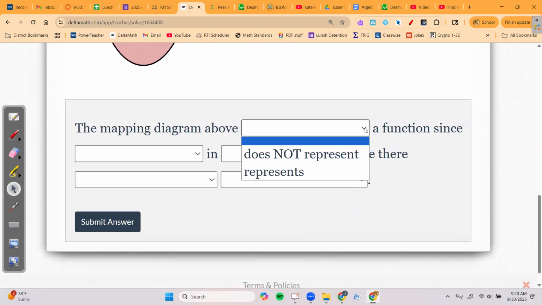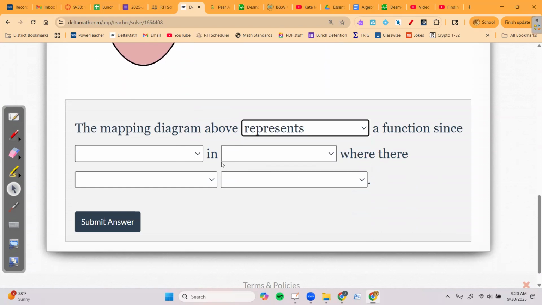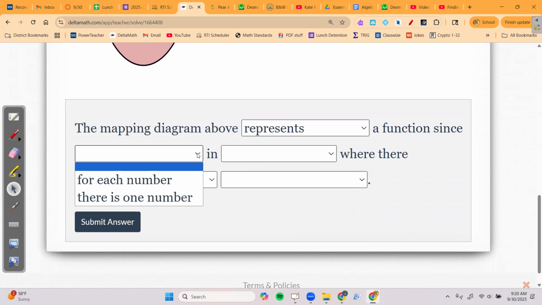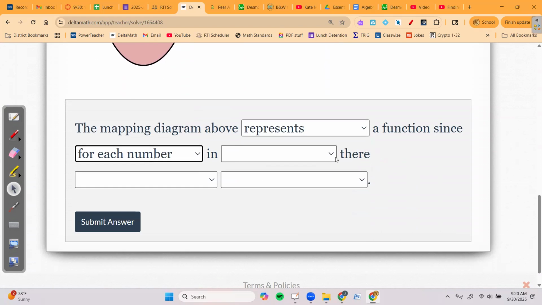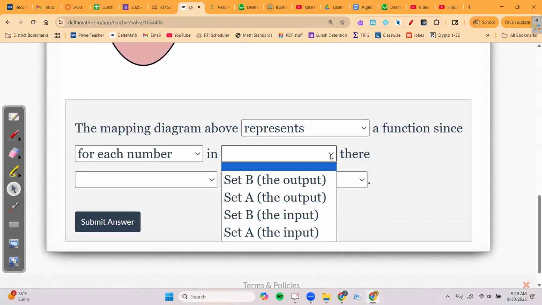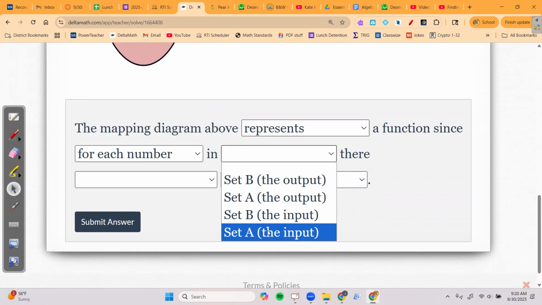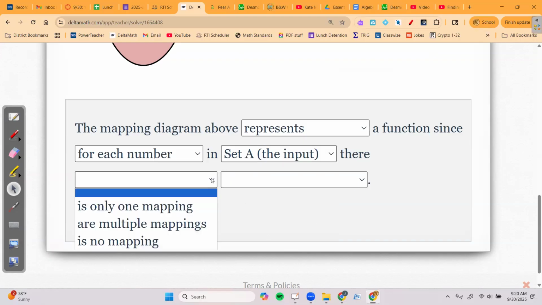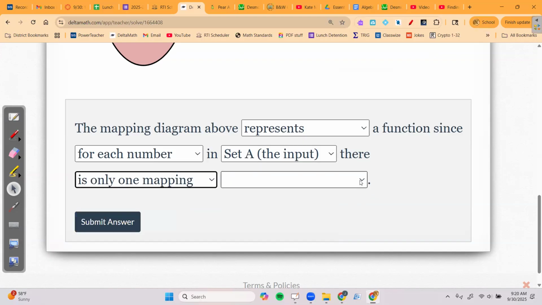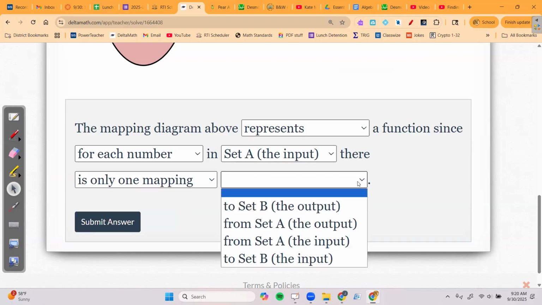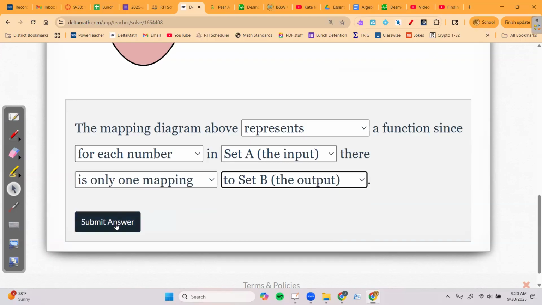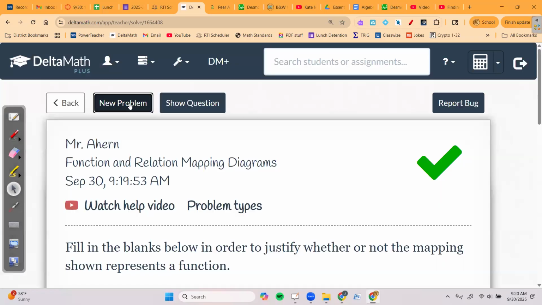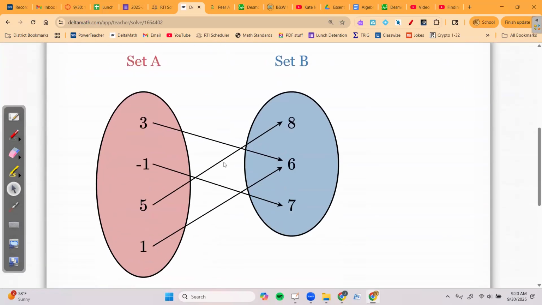So here we go. Help me with this. The mapping diagram above represents a function since for each number in set A, the input, to make sure you pick the input. Why they put input and output, that's sadistic. Make sure you pick input and then output. There is only one mapping to set B, of course, the output set. Every year, these questions cause headaches. Is this a function? Yeah.